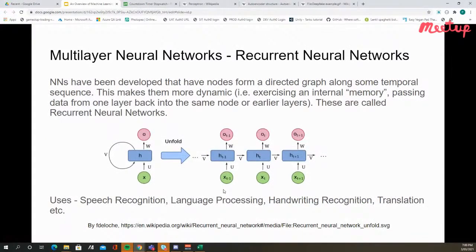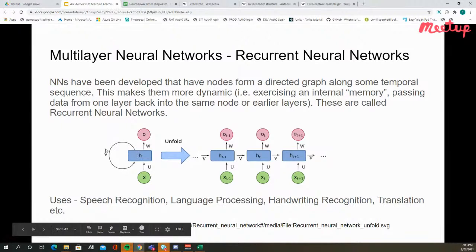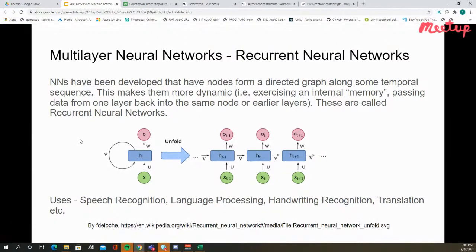Now, recurrent neural networks, and this is the last one that we'll cover. These are neural networks where you can have a node or a layer that can pump the same value, the output, back in as inputs, or it can pass it into earlier layers. Now, the idea is if you map it over time, and time is this axis, it's like a linear neural network. But these are all the same node, but the values change over time.